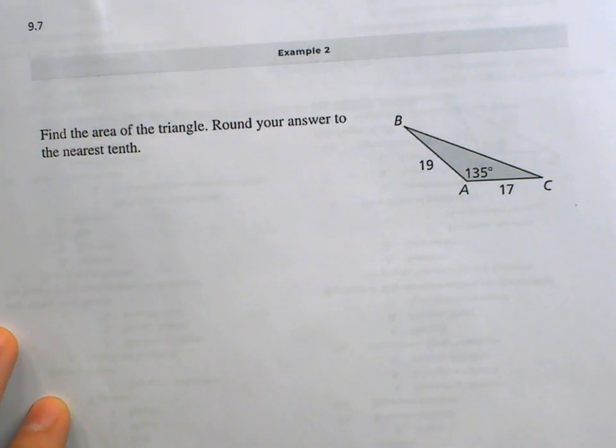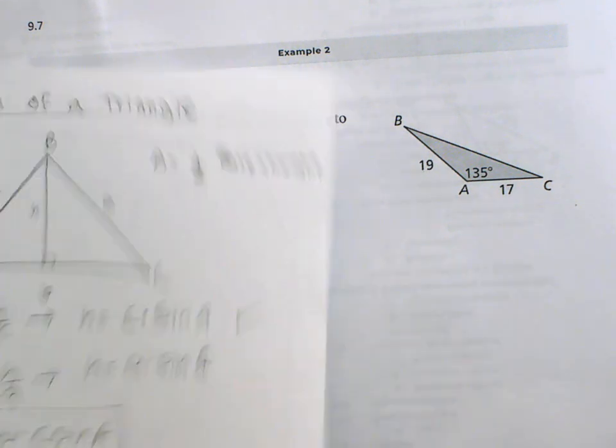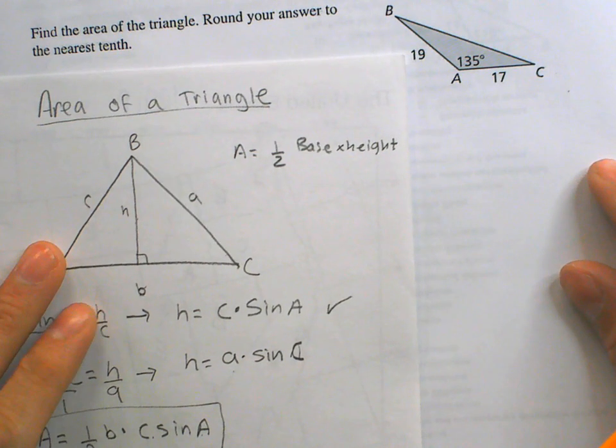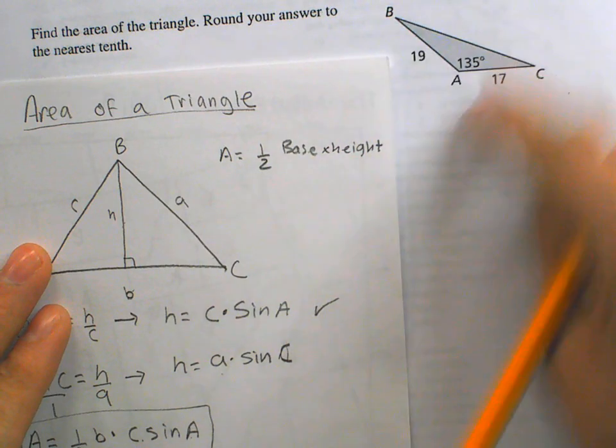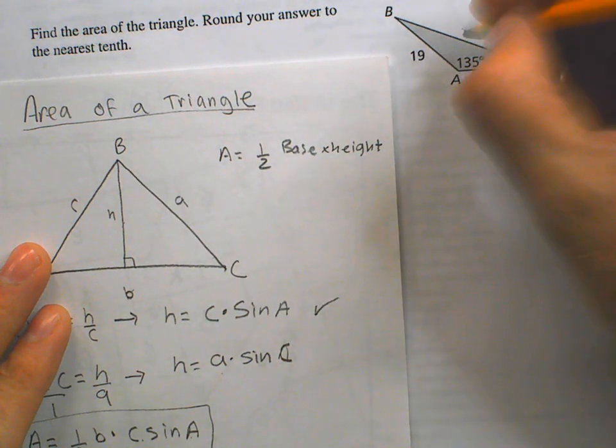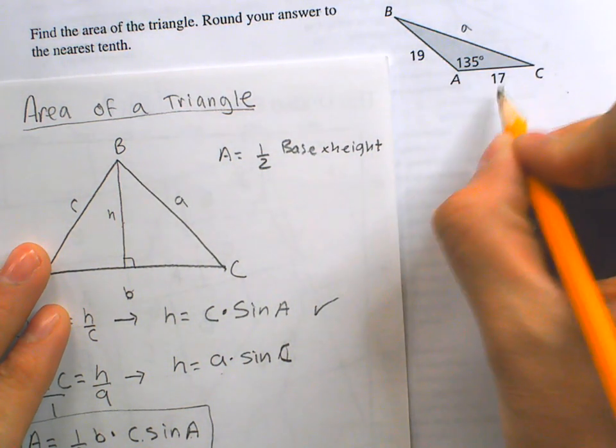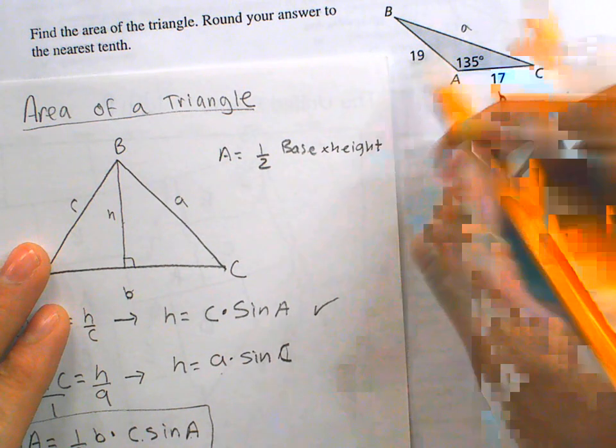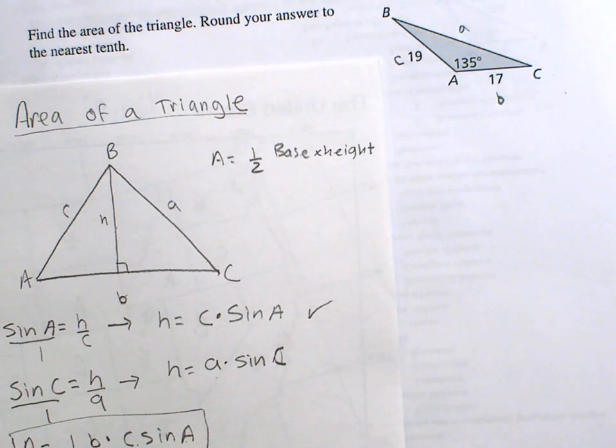Find the area of the triangle and round the answer to the nearest tenth. Here's where our equations for the area of a triangle are going to come in handy. Notice I have them right here. According to what I have here, I have A, B, C. I'm going to call this part here little a, this part right here little b, and this one here little c.